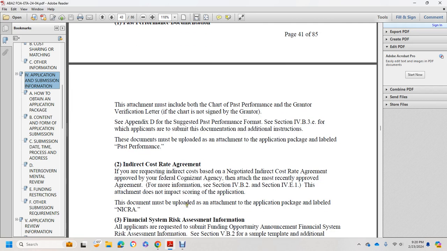Indirect cost rate agreement. If requesting the indirect cost base on the negotiated indirect cost rate agreement approved by the federal cognizant agency, then attach the most recently approved agreement. For more information, see Section 4B2 and 4E1. This attachment does not impact the scoring of the application. This document must be uploaded as an attachment to the application package and labeled negotiated indirect cost rate agreement.